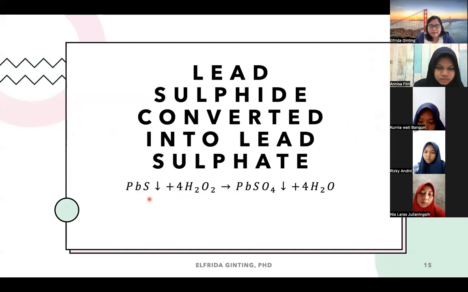Now, this is the reaction. Plumbum sulfide, lead sulfide, this is the precipitation. We added hydrogen peroxide 3%, and it will form plumbum lead sulfate. And you can see here, this is a precipitate, so this is a black color. When you react it with this, it will become a white color.